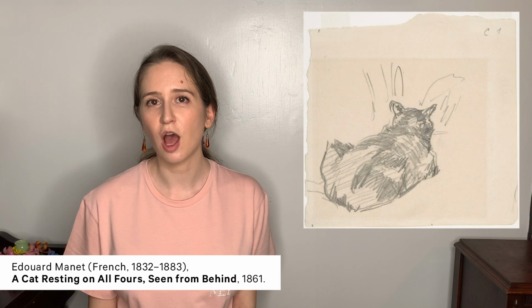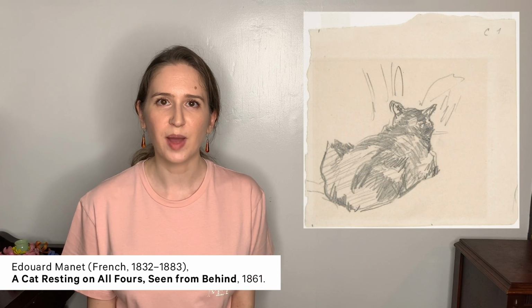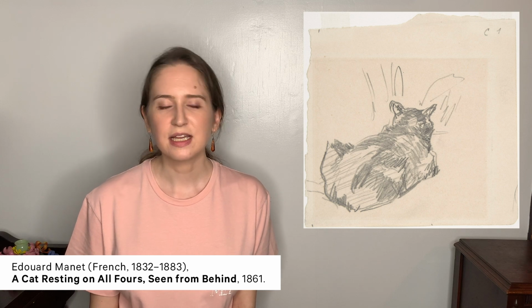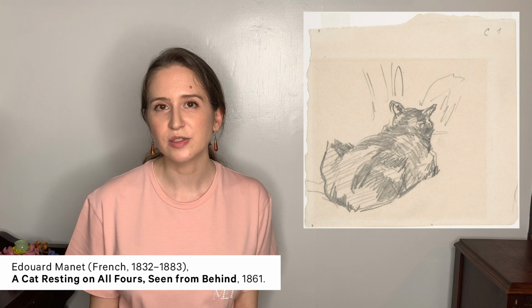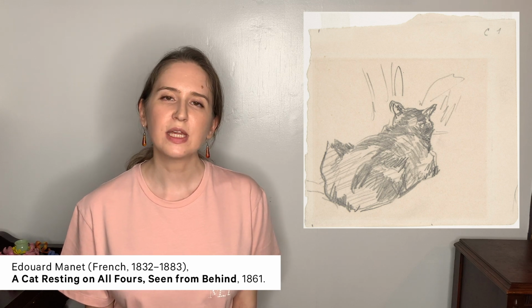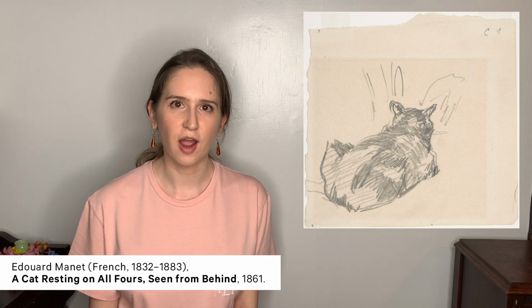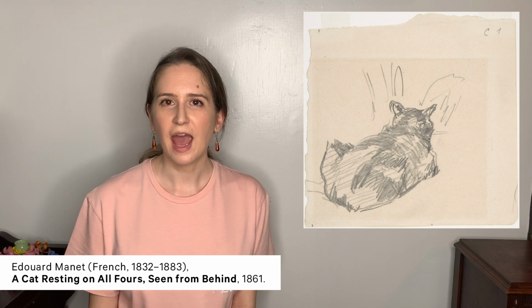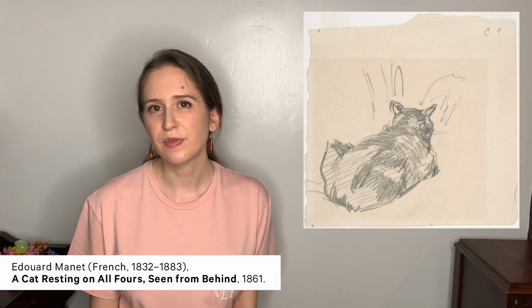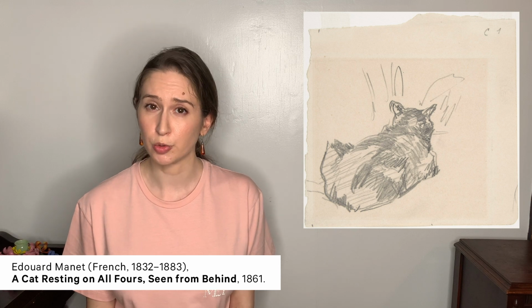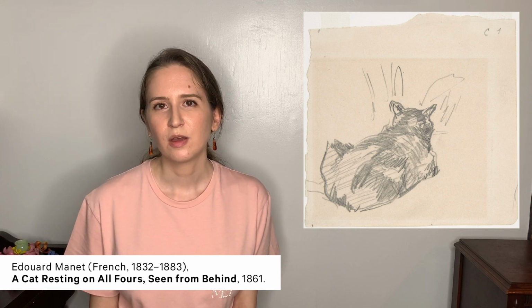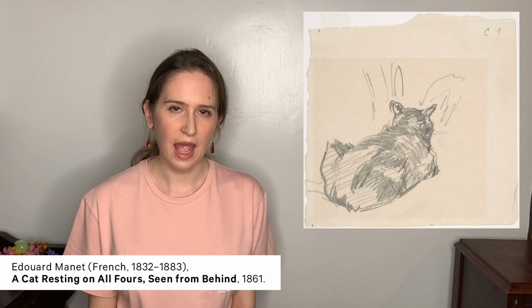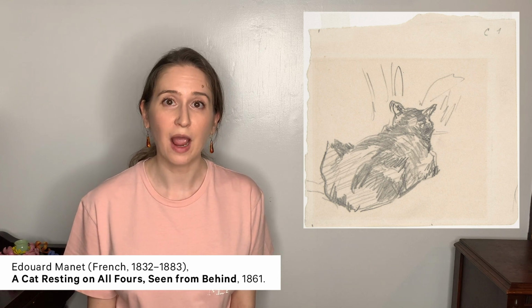The second drawing is entitled "A Cat Resting on All Fours, Seen from Behind." The title indicates the viewer's point of view. The cat's backside is closest to us and is placed on the bottom left-hand corner of the page. The cat is positioned diagonally so that its body points slightly towards the right and slightly up the page. We see just the back of the cat's head with its ears pointed outwards.